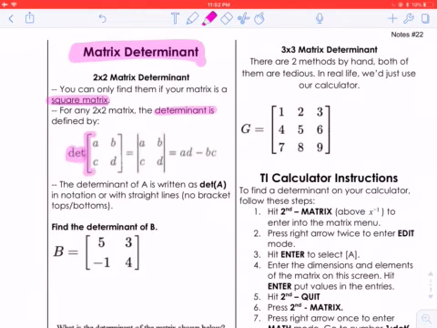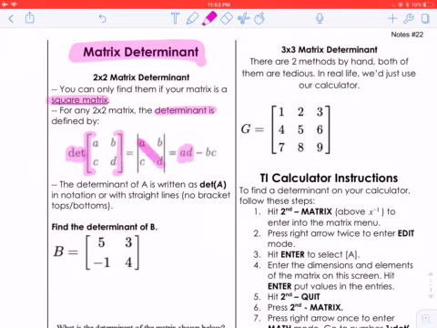So for any 2 by 2 matrix, the determinant is defined by, so the DET means determinant. We're finding the determinant of this matrix here. And we show the determinant by just straight lines like this. They look like absolute value, but they're with a matrix inside. And so all we're going to do is A times D.